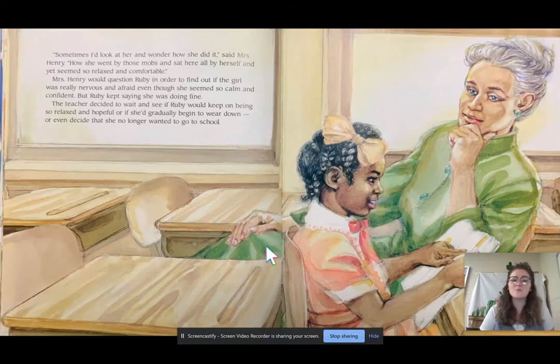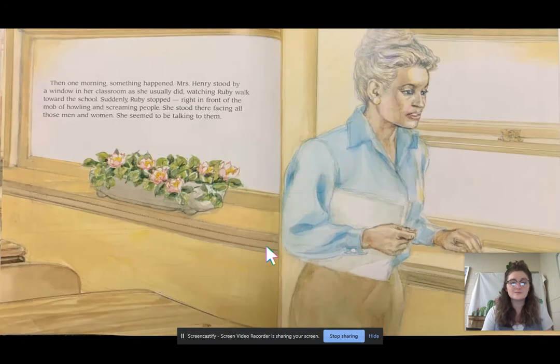Sometimes I'd look at her and wonder how she did it, said Mrs. Henry, how she went by those mobs and sat here all by herself and yet seemed so relaxed and comfortable. Mrs. Henry would question Ruby in order to find out if the girl was really nervous and afraid, even though she seemed so calm and confident. But Ruby kept saying she was doing fine. The teacher decided to wait and see if Ruby would keep on being so relaxed and hopeful, or if she gradually began to wear down, or even decide that she no longer wanted to go to school.